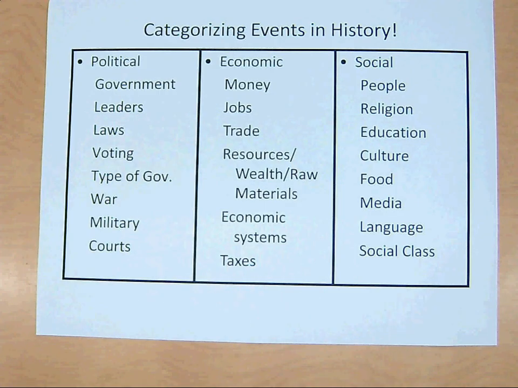Sometimes you just have to make a judgment call. You'll have to pick between one of these three categories, and you could probably make all three categories work. So at that point, you want to pick the event and the category that serves the question you're trying to answer and supports your thesis or your claim.